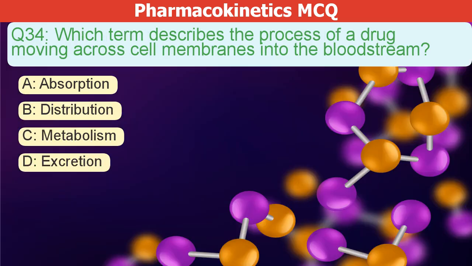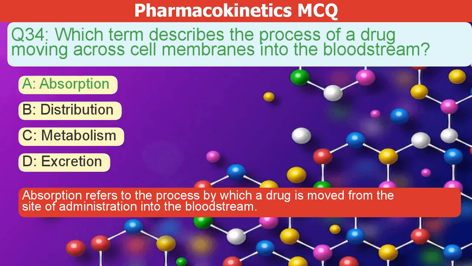Which term describes the process of a drug moving across cell membranes into the bloodstream? A. Absorption. B. Distribution. C. Metabolism. D. Excretion. The correct answer is A. Absorption refers to the process by which a drug is moved from its site of administration into the bloodstream.